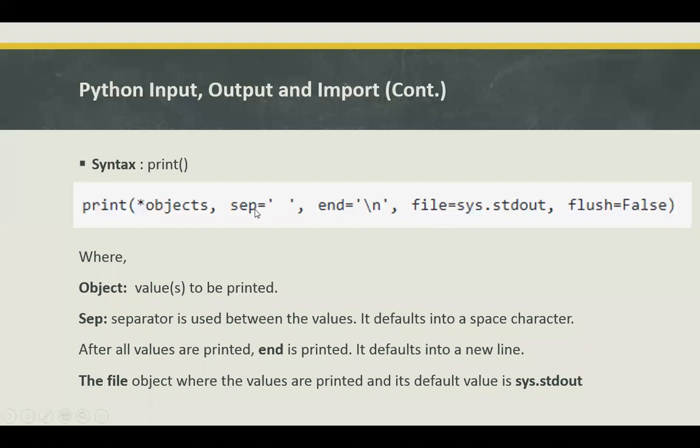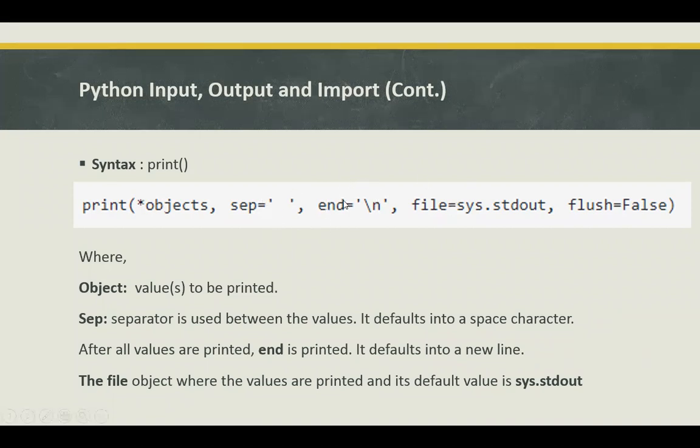Then sep. Sep is what? The separator. Sep is a separator. The separator is used between the values. It defaults to a space character. Whatever you want to separate in between the output, you can use this separator. You can use either a space or any special symbol, anything. Whatever you want to add in between the different variables, you can add with this separator.